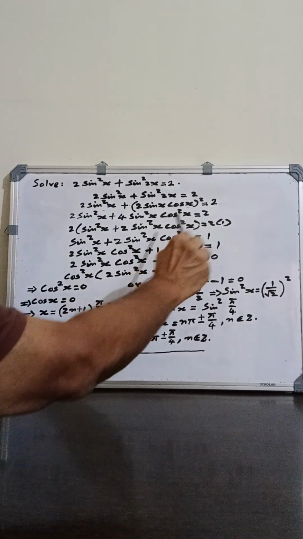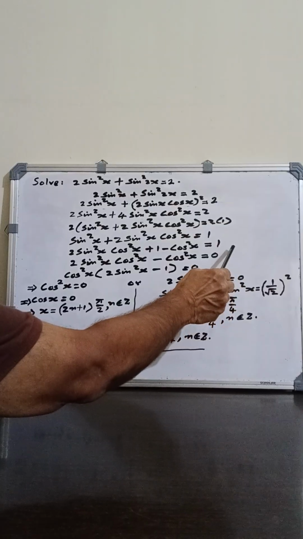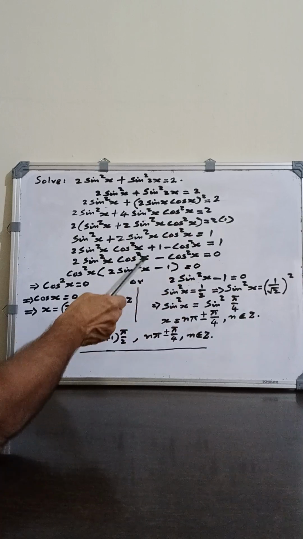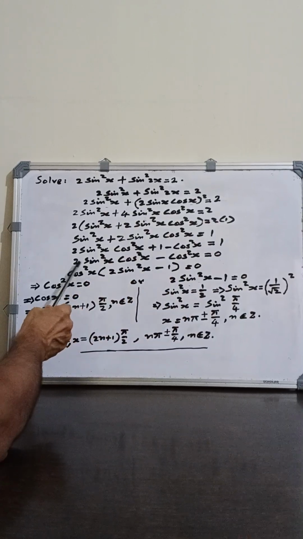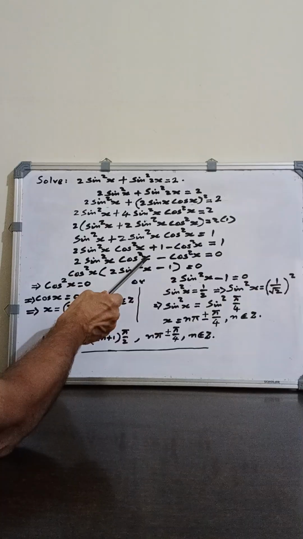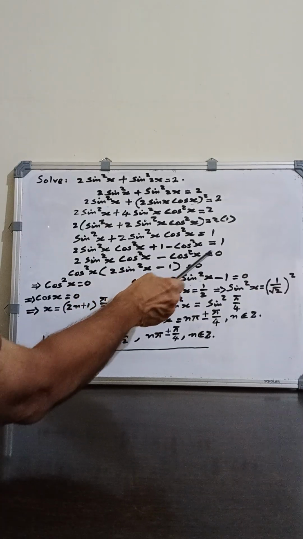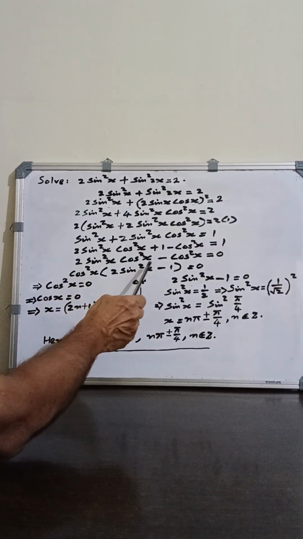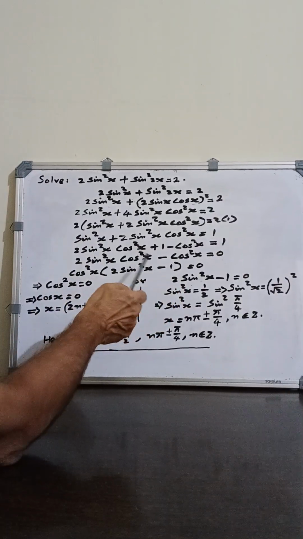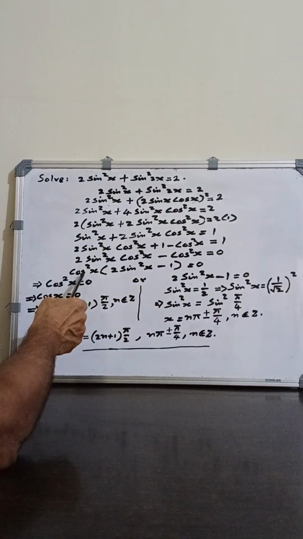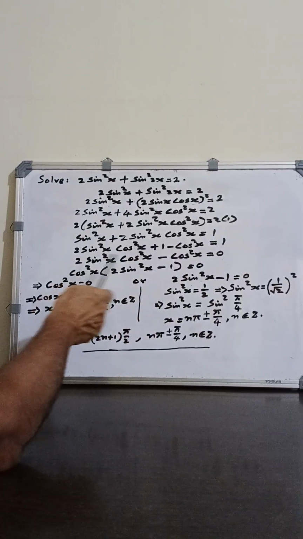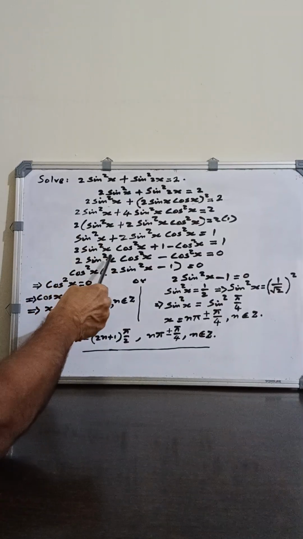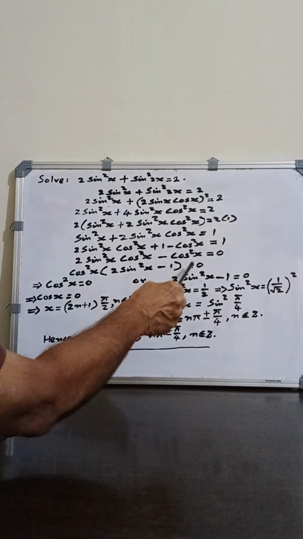Then this plus 1 comes to our RHS as minus 1, and 1 minus 1 cancels, resulting in 0, and this 1 is eliminated. 2 sine squared x cos squared x minus cos squared x equals 0. Here there are two trigonometric terms. From there I am taking cos squared x as common outside from LHS. Therefore, cos squared x into 2 sine squared x minus 1 equals 0.